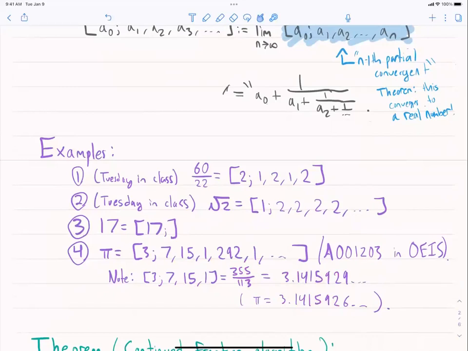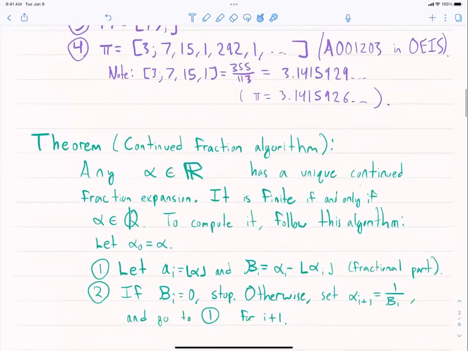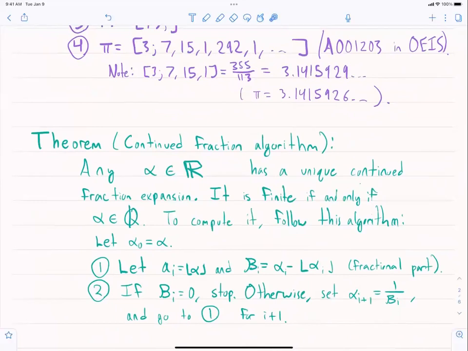Okay, so let me state a theorem about continued fractions. Let's call this the continued fraction algorithm. So there are really 2 parts. The first says that if I have a real number alpha, then it has a continued fraction expansion. Moreover, this is a unique expansion. And that expansion is going to be infinite or finite, and it's going to be finite if and only if alpha is a rational number. And to compute it, you just follow the algorithm that we did in class, but let me spell it out a little bit more.